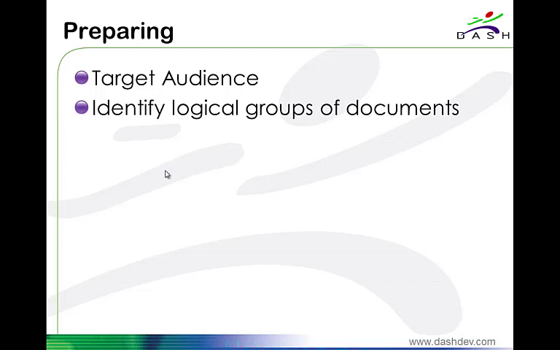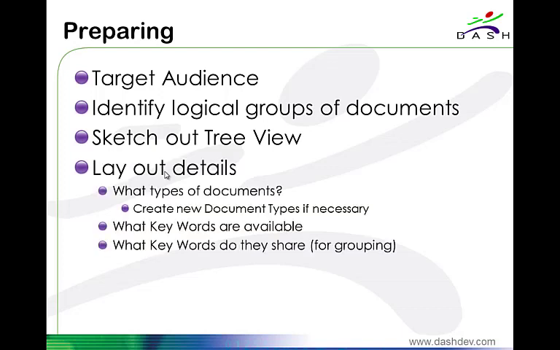Identify the logical groups of documents that apply to that audience and sketch out your tree view or your folder hierarchy as you go. Lay out the details then. What types of documents? Maybe you need to create some new document types if that's necessary. Ask yourself what keywords are available, and you can do a little research into your existing system to figure out which keywords apply to which documents. And then what keywords do they share?